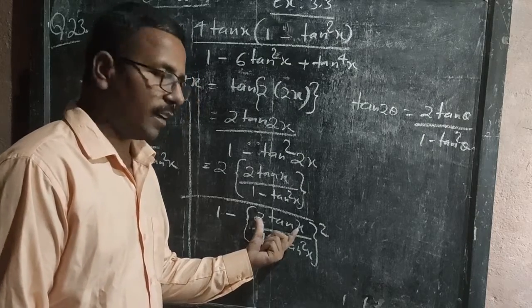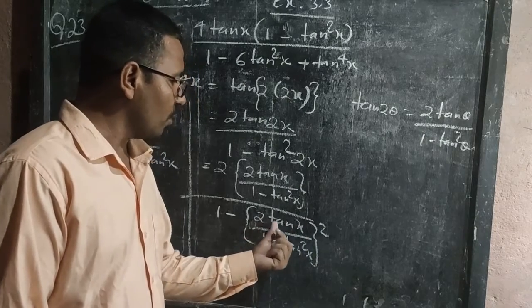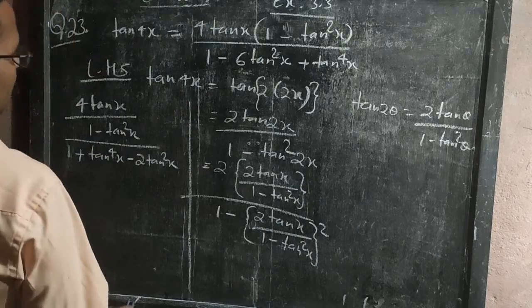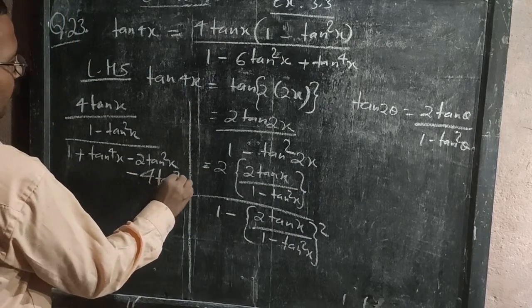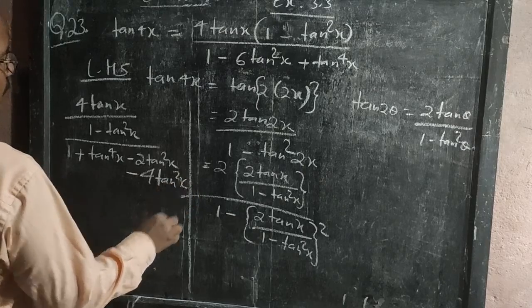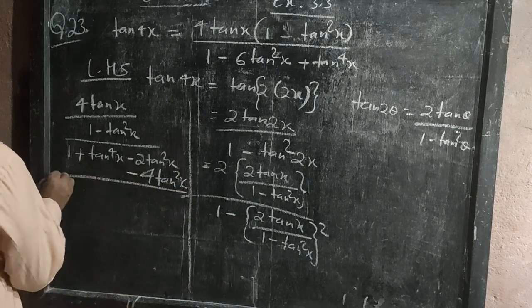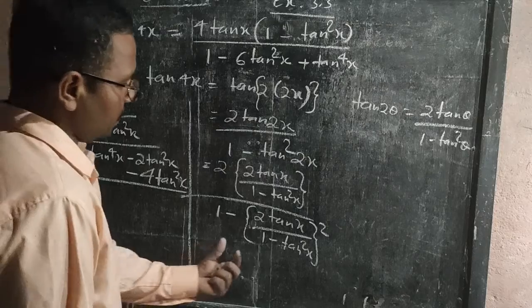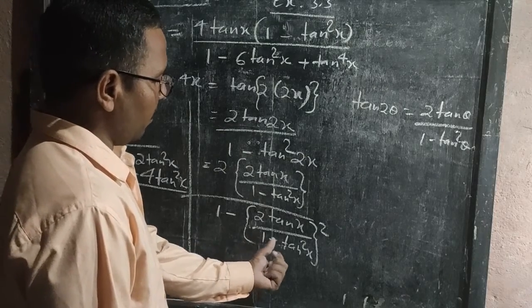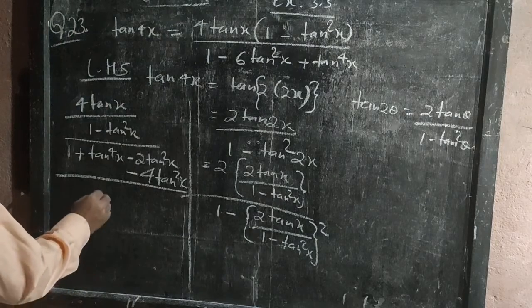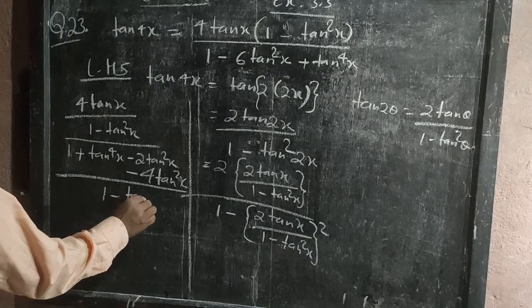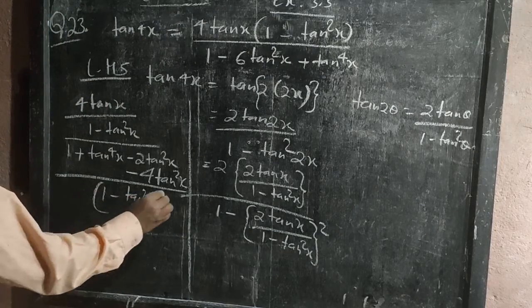The numerator is remaining here, so make the square of this one also. 4 tan square x we will get here, minus 4 tan square x. And in the denominators, whatever is remaining, keep it 1 minus tan square x whole square. Keep it as it is. So 1 minus tan square x whole square.